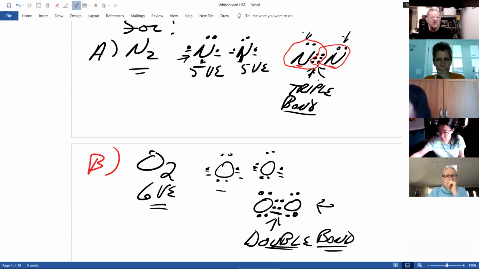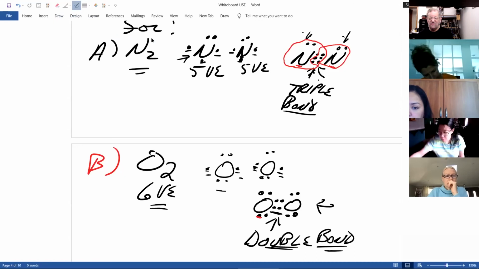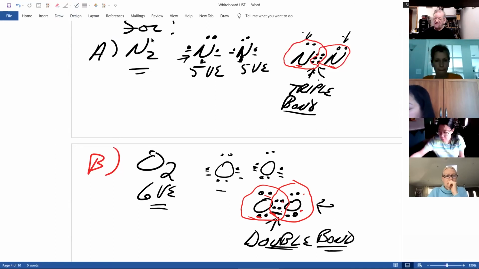And if we look at each atom, this oxygen has these pairs of electrons plus the ones that are shared. 2, 4, 6, 8. Octet. Same thing on this side. 2, 4, 6, 8. Octet. So everybody's happy. And that's why oxygen is O2, not O7 or any other thing.